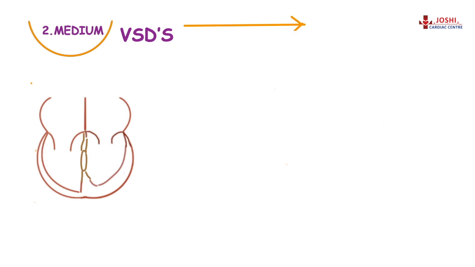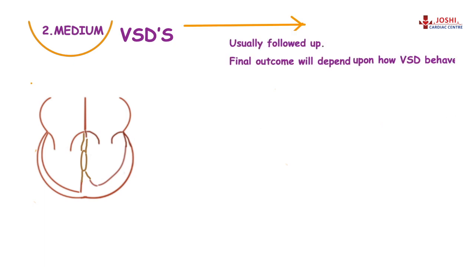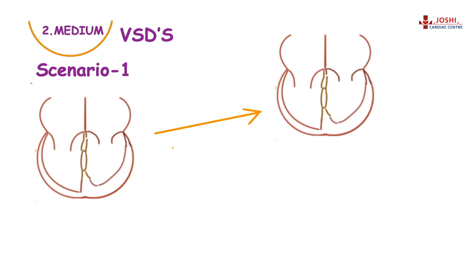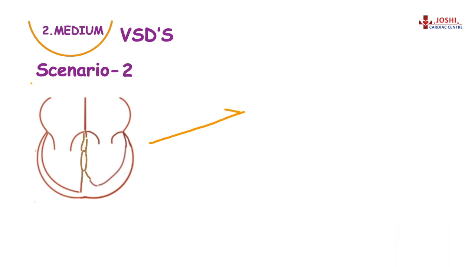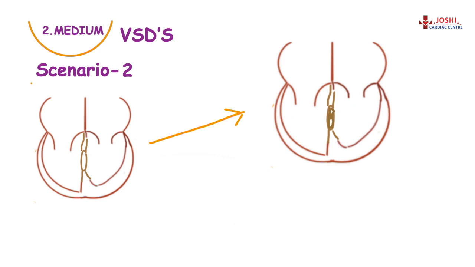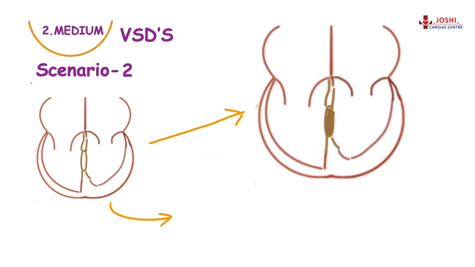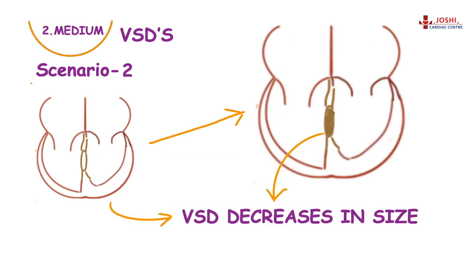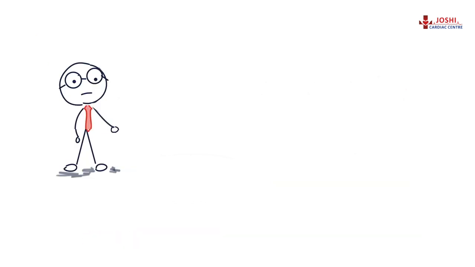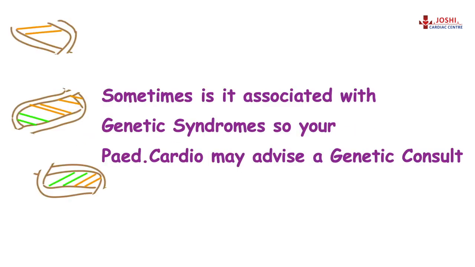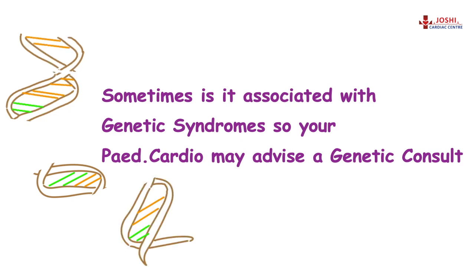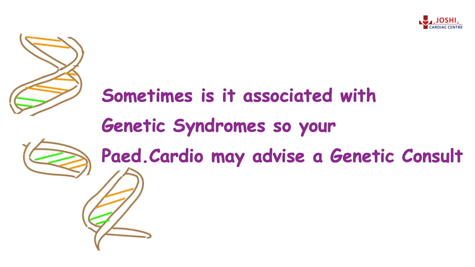Medium VSDs are usually followed up and can go on two different paths. First scenario is where VSDs remain the same, it is followed up yearly, and if it persists, closure is advised by 2 to 3 years of age. Second scenario is where VSD decreases when followed up. It later behaves like a small VSD and can also close spontaneously. Okay, I know it may be too much information to digest, so is there anything else one needs to know? One should also know that occasionally VSDs can be associated with some genetic syndromes, and your pediatric cardiologist may advise a genetic consult.